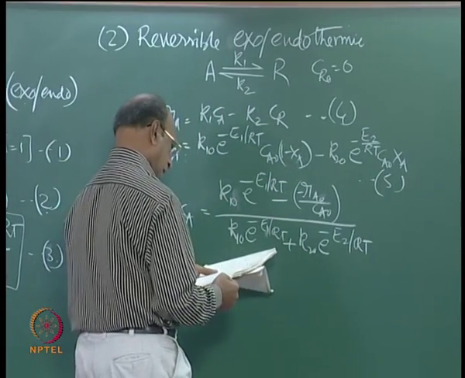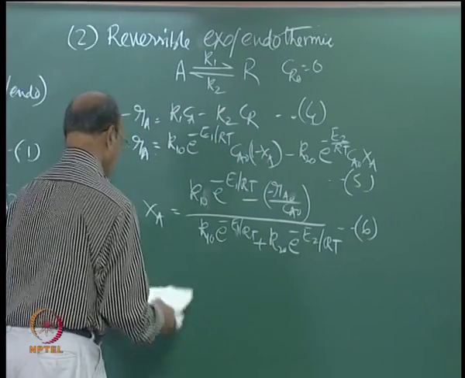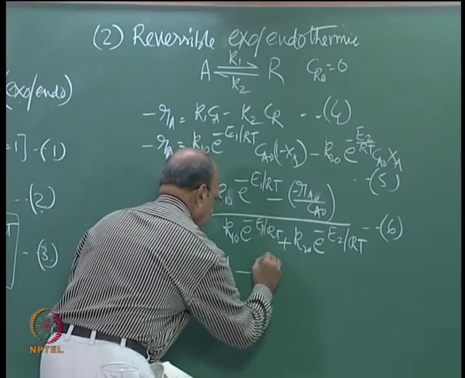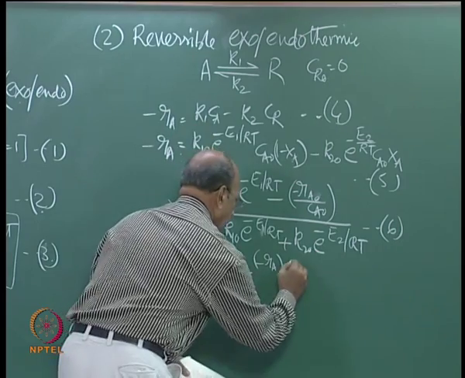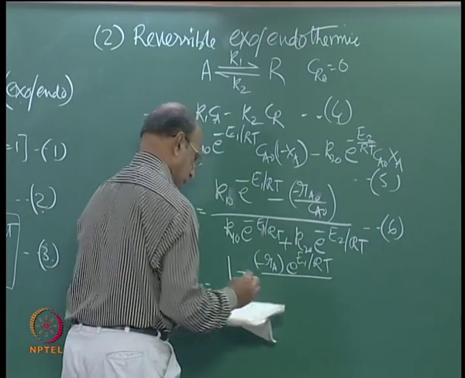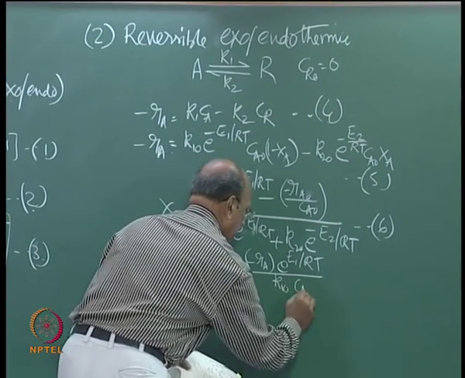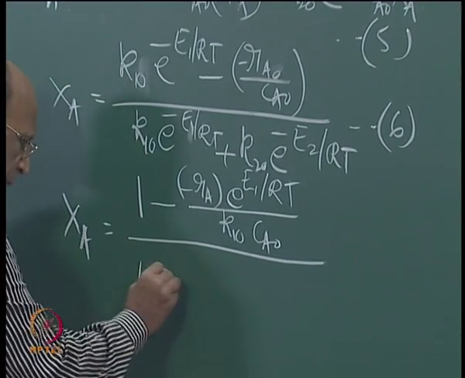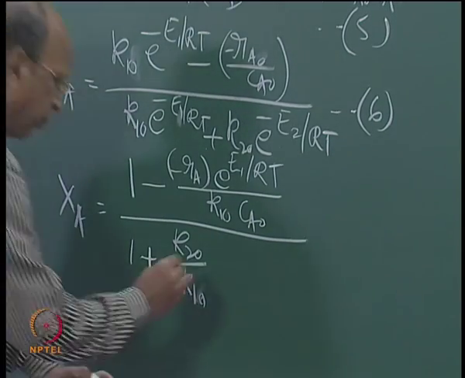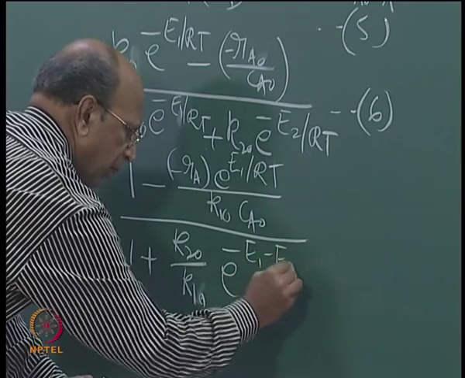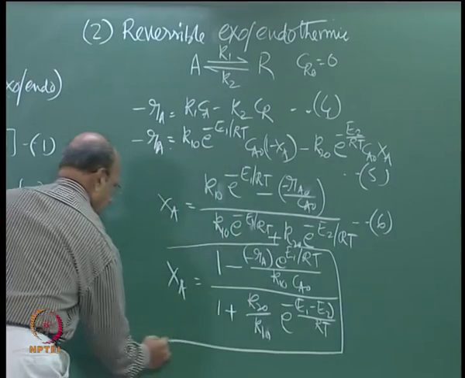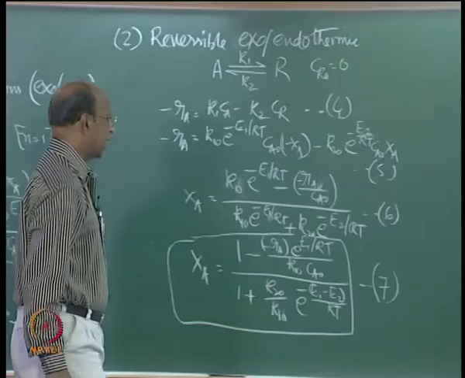This is just separation, and I can also write it in a much nicer way: x a equals 1 minus r a naught e power E 1 by R T divided by k 1 0 C a naught, this whole thing divided by 1 plus k 2 0 by k 1 0 e power minus (E 1 minus E 2) by R T. So this is a nice form, equation 6.